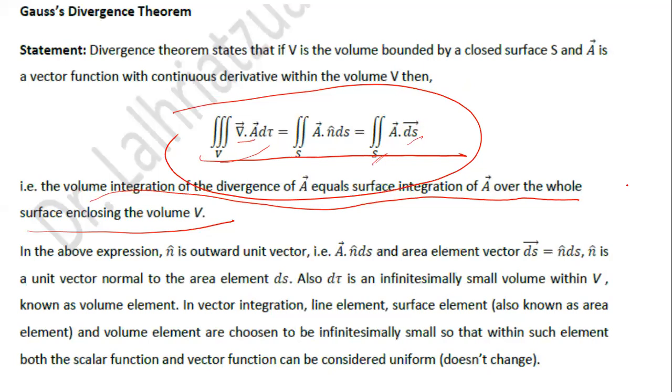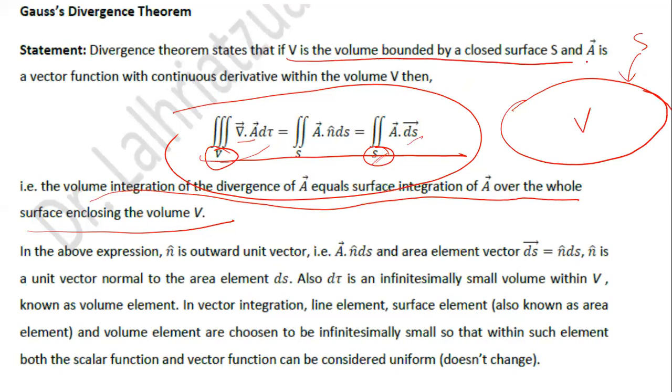And here in this Gauss divergence theorem, V is the volume enclosed by the surface S. So if you have a closed surface S, V is the total volume enclosed. See, V is the volume bounded by a closed surface S, right?